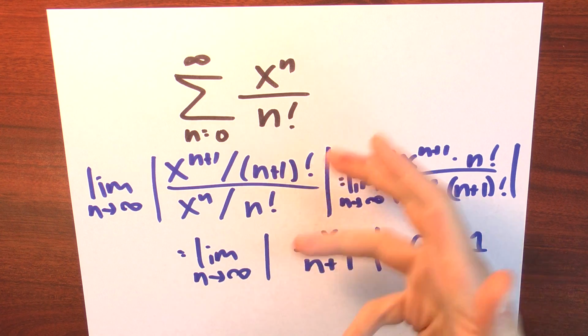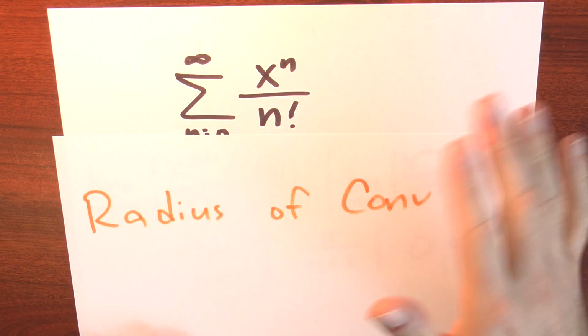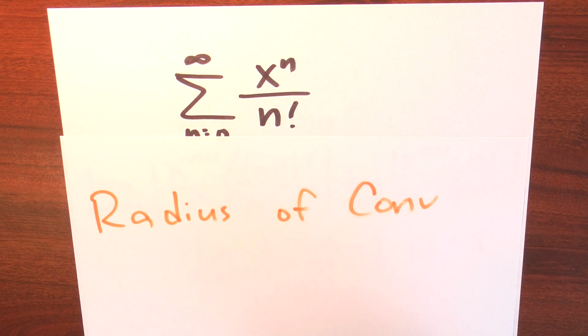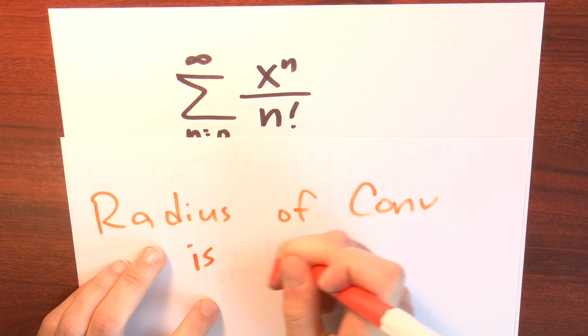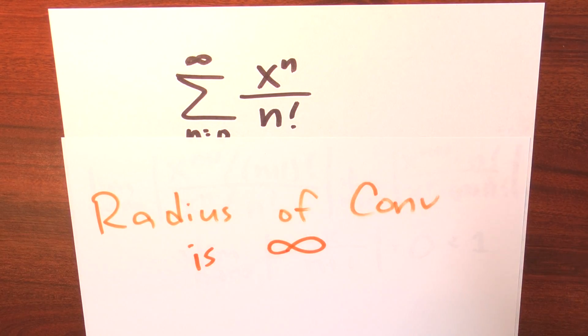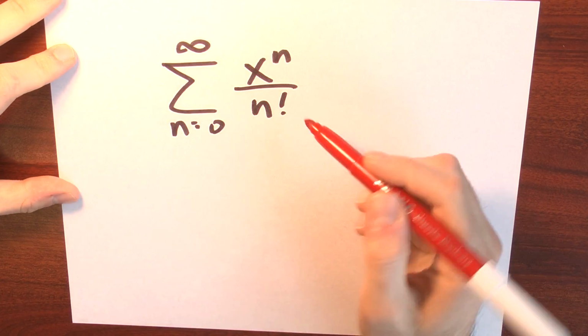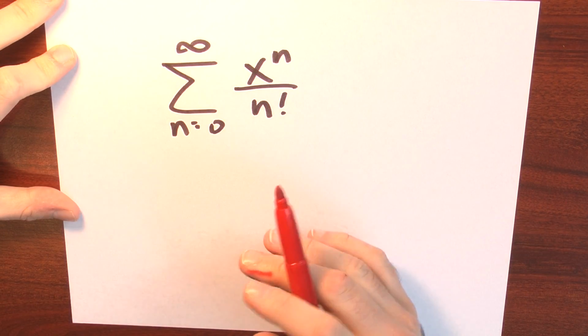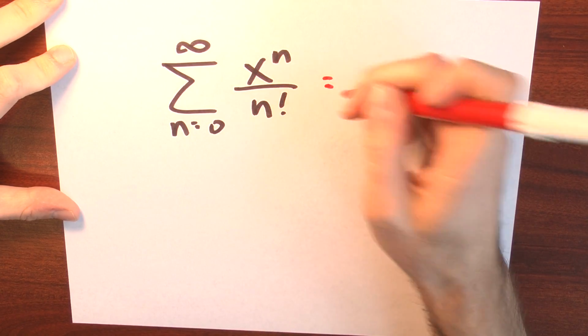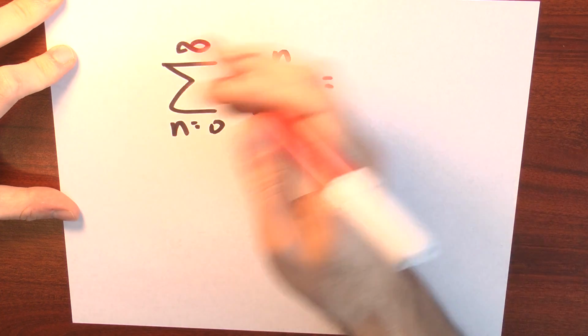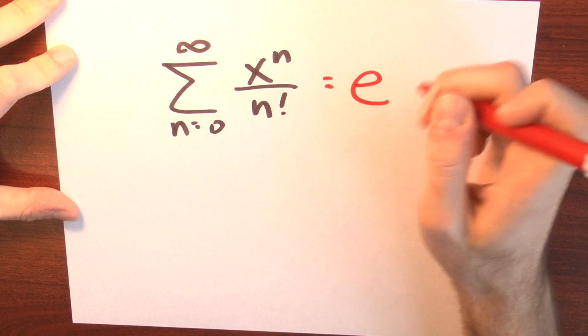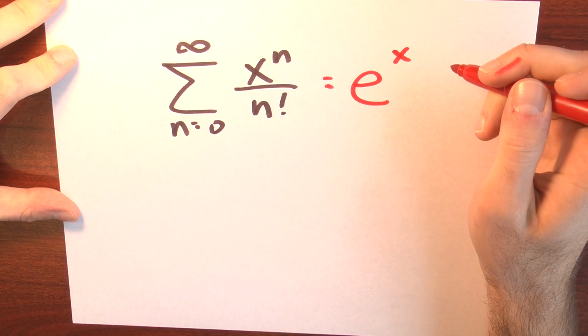So what's the radius of convergence? Series converges for all values of x. And that means the radius of convergence is infinity. And in the not too distant future, we're going to see a very surprising result. We're eventually going to see that this series is in fact a complicated way of writing down a function we already know. This is just a complicated way of writing down the function e to the x.